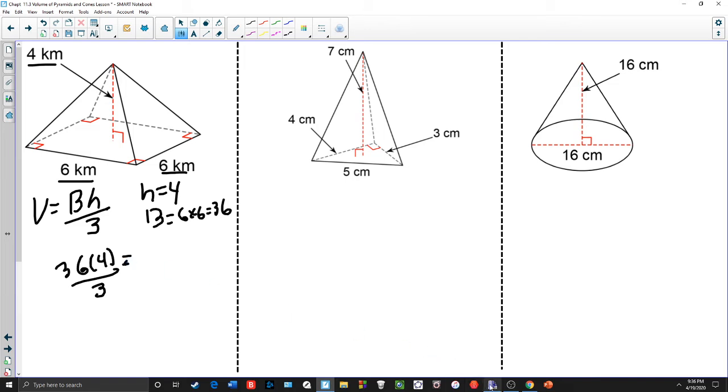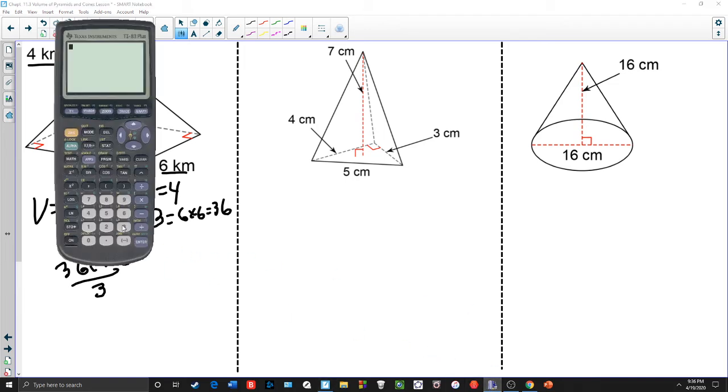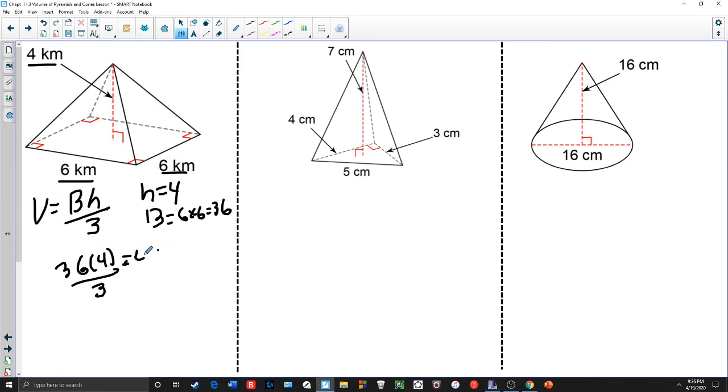So if we do this real quick, 36 times 4 divided by 3, we get 48. And that'd be cubic kilometers because it is volume still.